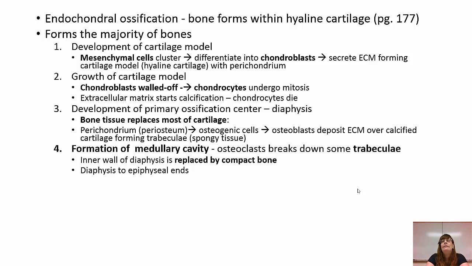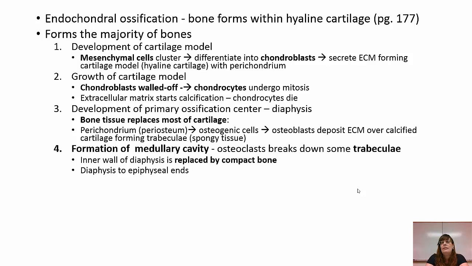So what happens, again, you still have the mesenchymal cell clusters. However, now they differentiate into chondroblasts. The chondroblasts secrete the cartilage within the perichondrium. The chondroblasts become walled off, and the chondrocytes undergo mitosis. Once the extracellular matrix starts to calcify, though, the chondrocytes actually start to die.